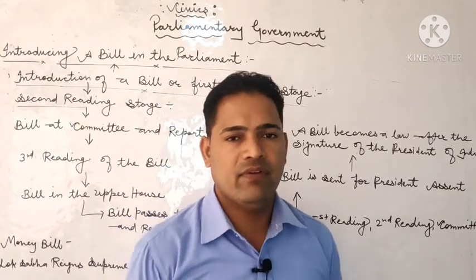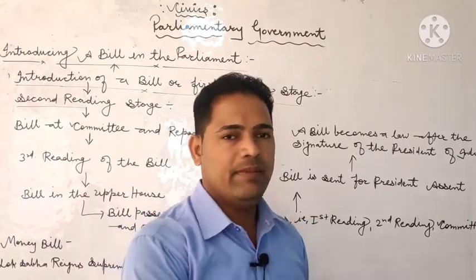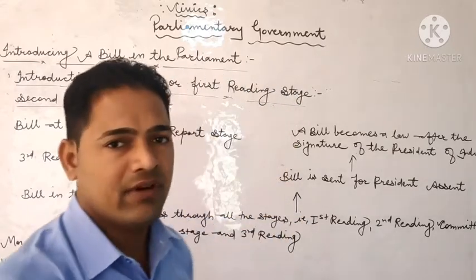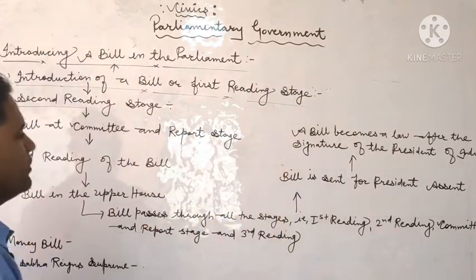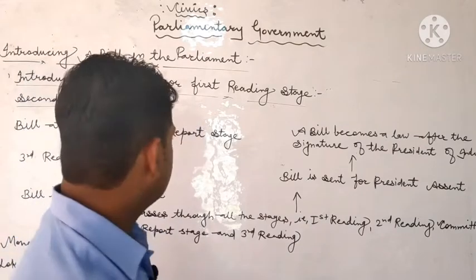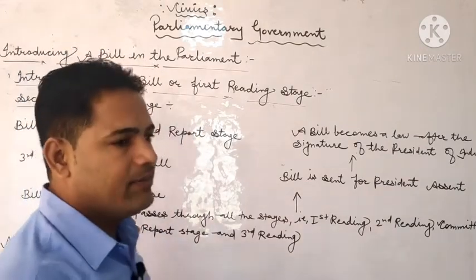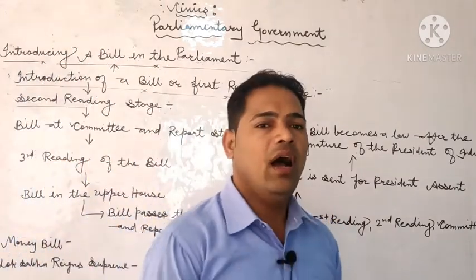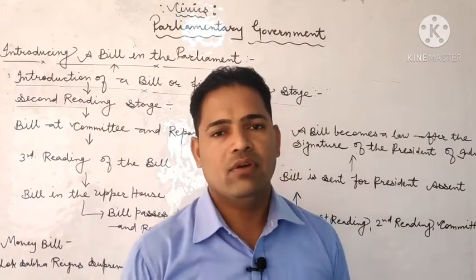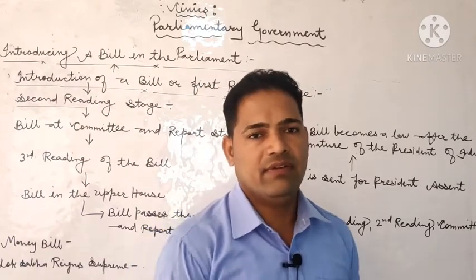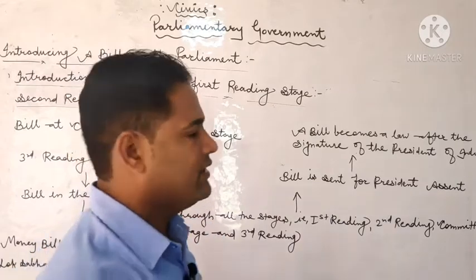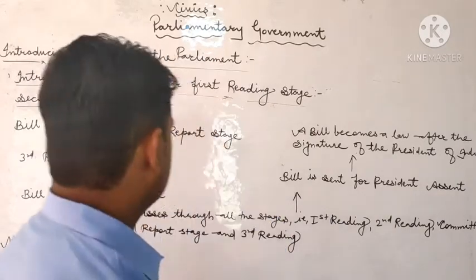If any kind of error is there, maybe a spelling error or any other mistake, they are going to look at it and make it correct. After that they are going to give the final report, that is the report stage, to the house, that yes, close to close we have gone through this bill and we found everything is fine and nice, and then they are going to give their report stage to the house.